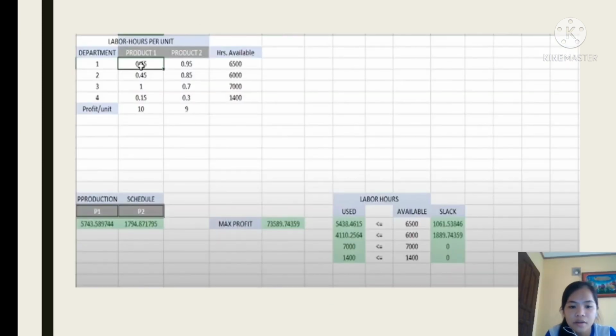And in order to solve Figure 4.7, we use Microsoft Excel. We have here the given department, product 1, product 2, and the hours available, and since our objective is profit per unit, it is here. It has the production schedule, P1, P2, and the max profit. And we'll see the solution in here.